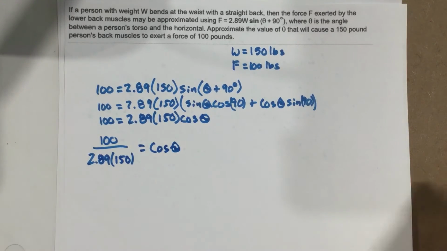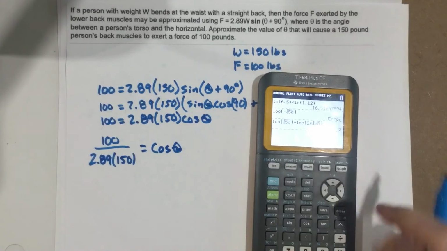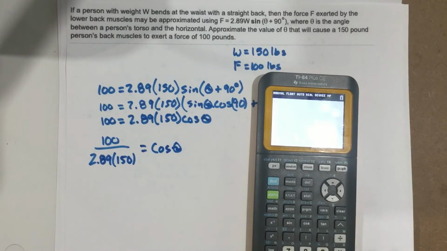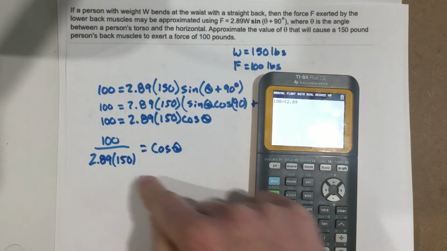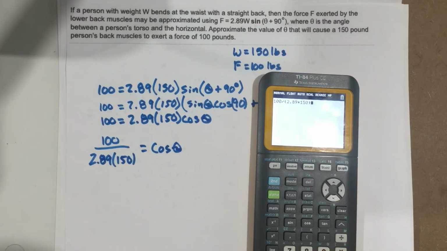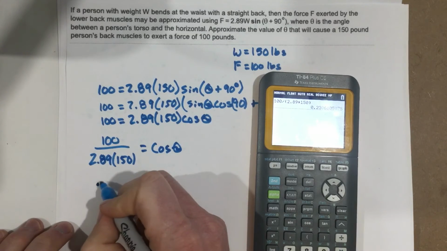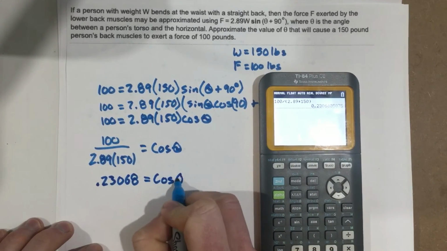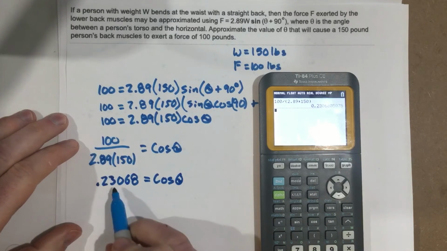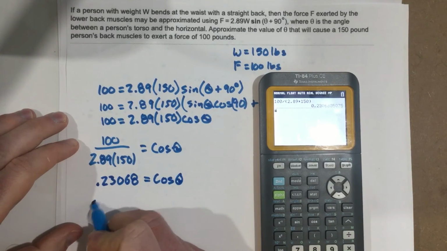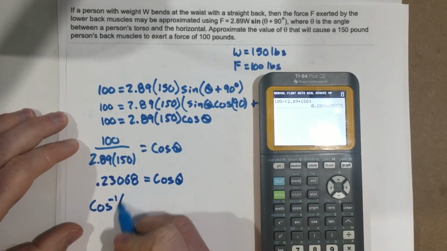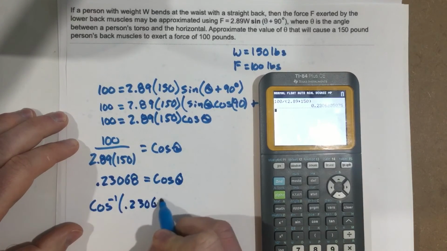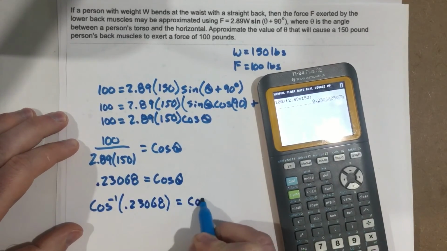Now if you want to, you can put this in your calculator. I'll have 100 divided by 2.89, make sure you put the denominator in parentheses, times 150. I get 0.23068. So this is 0.23068 equals cosine of theta. Now I want to take the inverse of each side to get theta by itself. So I'm going to take the inverse of the left side, and the inverse of the right side.